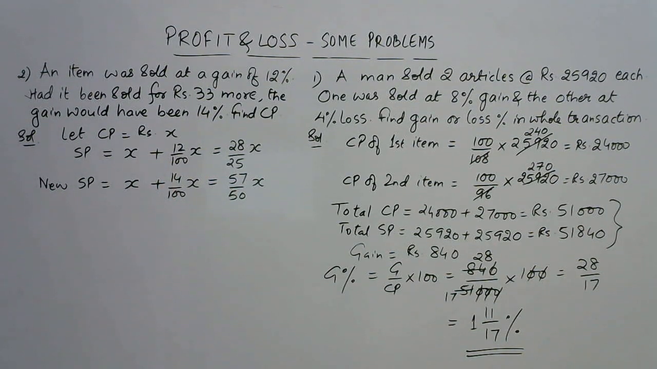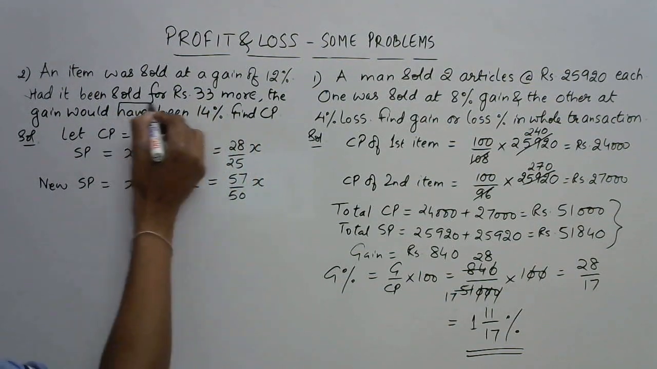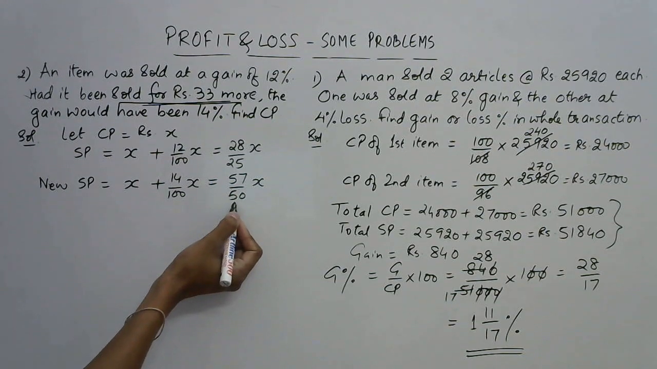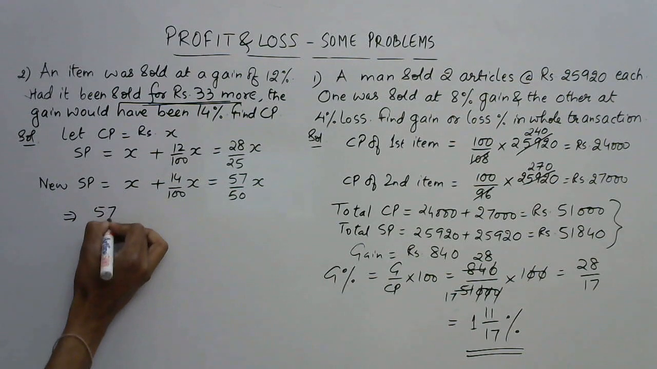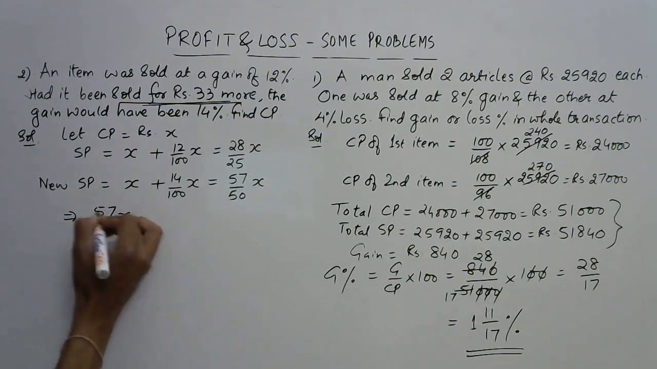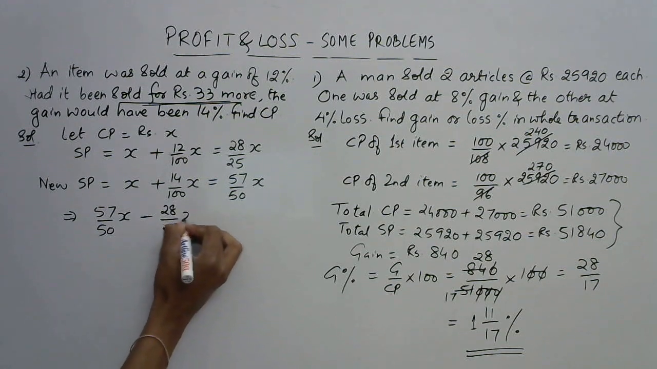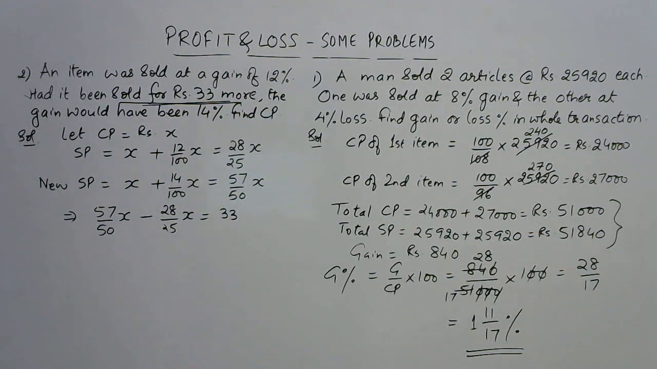Now according to the question, the difference between the two selling prices, sold for rupees 33 more, this selling price is more and this is less. So the difference between the two selling prices is 33 rupees. Now this is a simple question of linear equation in one variable, which can be solved and the answer can be found out very easily.